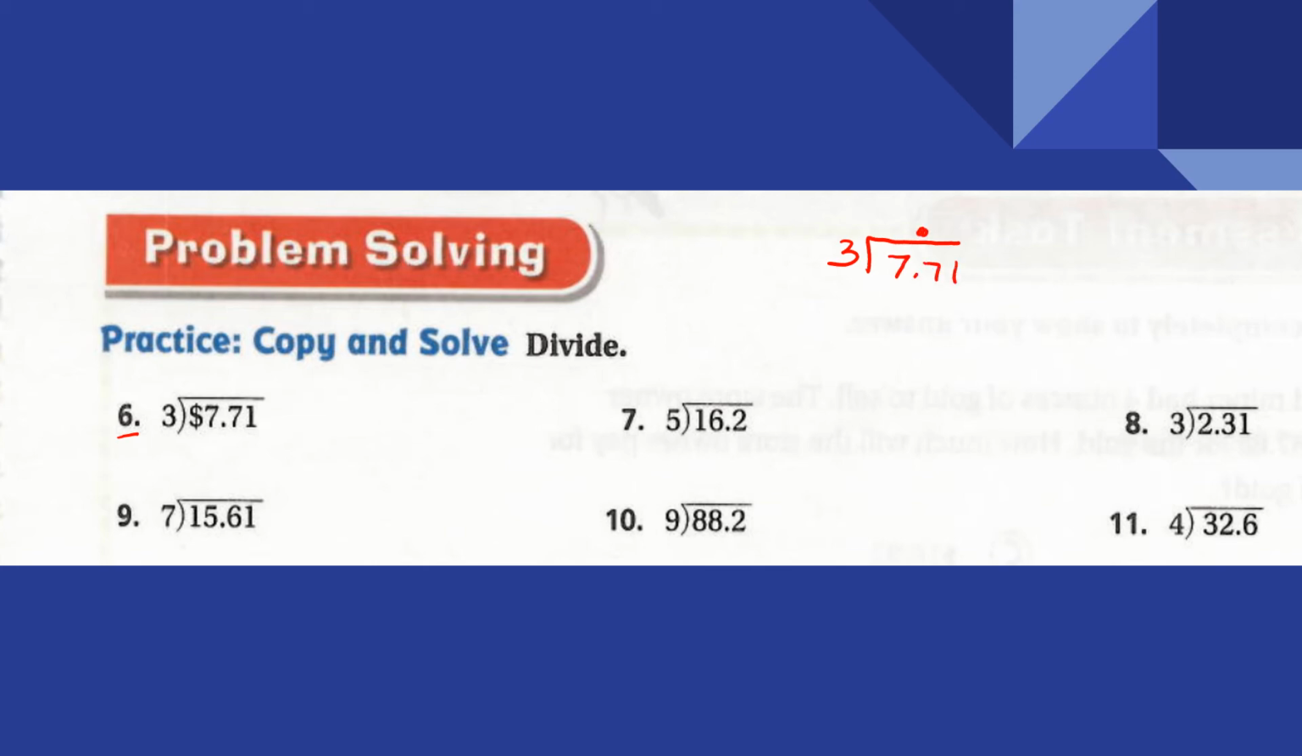Okay, raise the decimal. Divide like normal. 3 goes into 7 2 times. That gives me 6. 7 minus 6 is 1. 1 is less than 3. I'm good. Bring down the 7. Start over. 3 goes into 17 5 times because 3 times 5 is 15. 17 minus 15 is 2. Bring down the 1. 3 goes into 21 7 times. 3 times 7 is 21. And I have no remainder. So the answer here is $2.57.